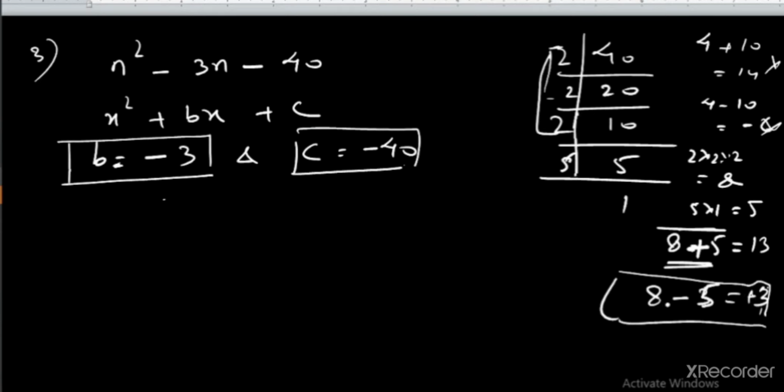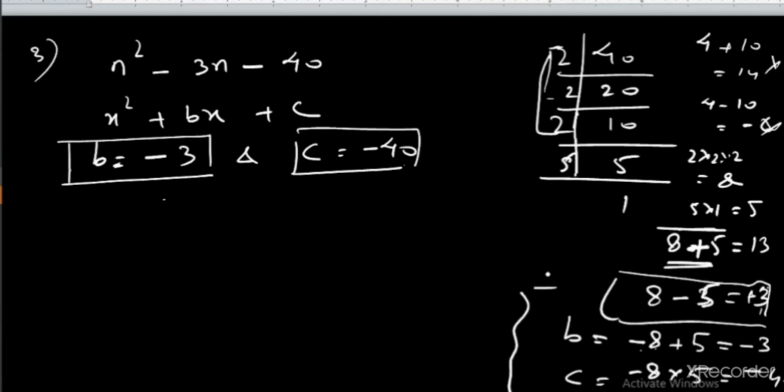Simply change the sign. Give the sign of minus to the bigger number. So rather than writing plus 8 minus 5, you will write minus 8 plus 5. And ultimately you are getting minus 8 plus 5 equals minus 3, and minus 8 into 5 gives you minus 40. Now both parts are equal. You can see you are getting b here, and c as well. Isn't it? b is minus 3, it is fulfilled here. c is minus 40, it is fulfilled here. So your pairing is in the right direction.